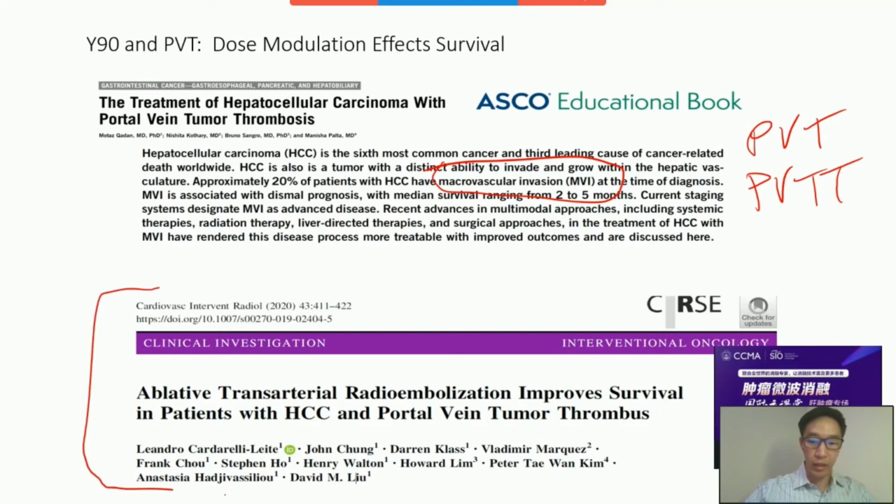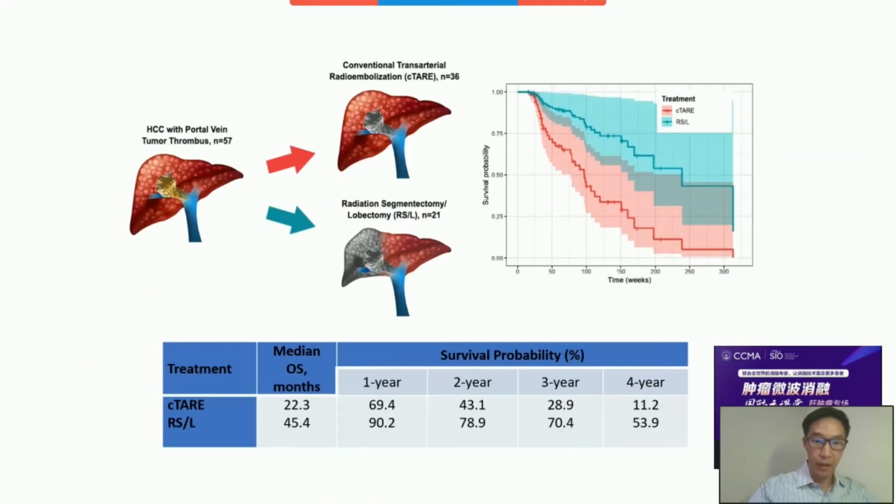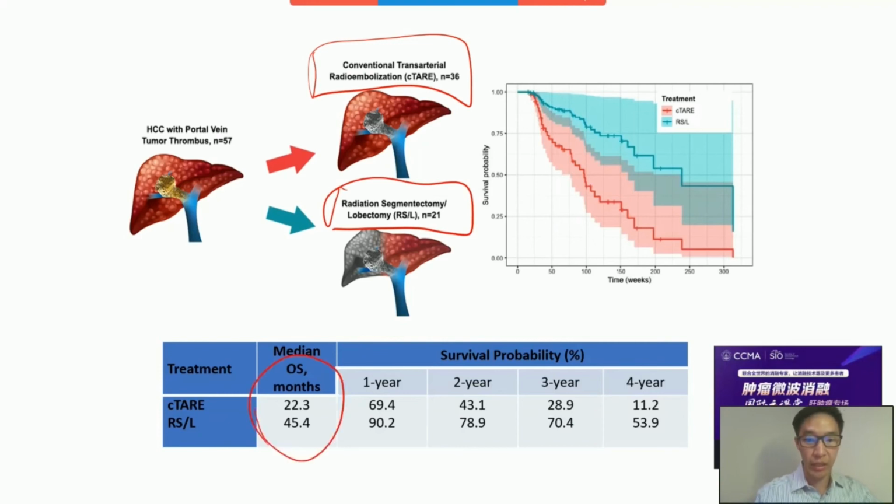In our work in Vancouver, we've actually looked at different techniques of radiation of SIRT therapy and have demonstrated the following. When the radiation lobectomy or segmentectomy approach is applied as compared to conventional radioembolization, we actually see a doubling of median overall survival. So for a patient with PVTT or tumor invasion, their survival is 3.5 years. Median survival is 3.5 years as compared to normal or conventional treatment.